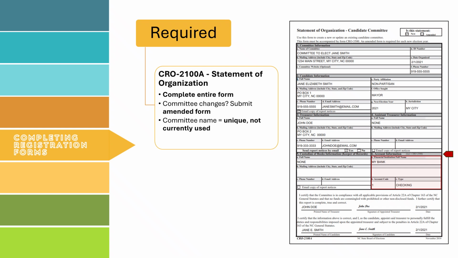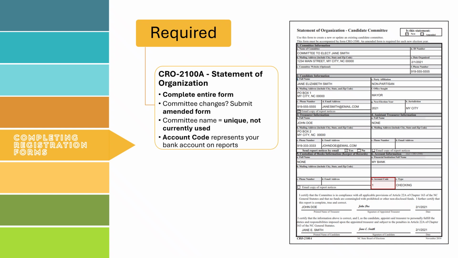If you will be receiving contributions, you must open a campaign bank account. So here you would disclose your bank's name, your chosen account code, and the type of account. Any transaction you make that is affiliated with your committee bank account must be reported with your account code, because your bank account number is confidential.